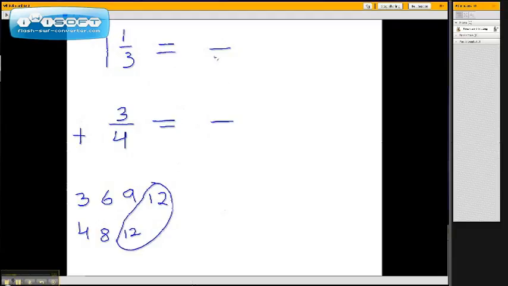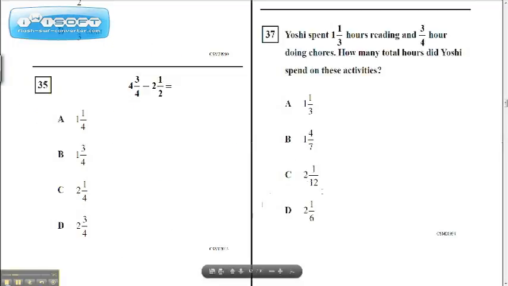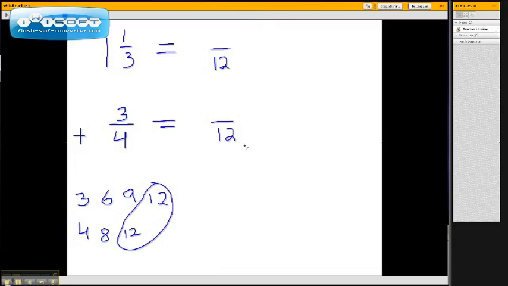So before I go further, what I'd like to do is look back at the question and see how many of my choices have a denominator of 12. And only choice C down here on number 37. So at this point, I might want to hazard a guess and think it's 2 1/12. But I need to work it out completely just to be sure.